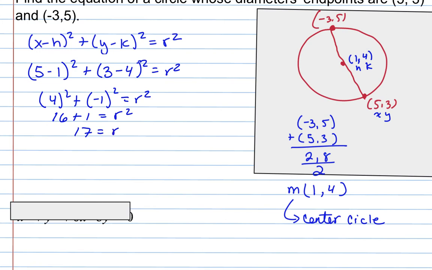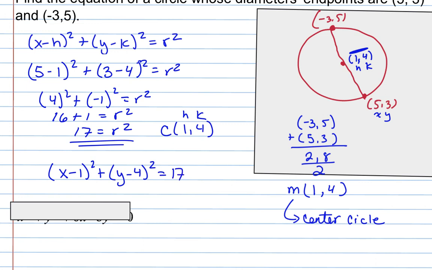We get 17 is r squared. So this is what we need, which means we're going to use that r squared and we're going to use our center. Since our center is not 0, 0, our center is going to be 1, 4. We're going to use that because that's going to be our h and k. So our equation of a circle is going to be (x minus 1) squared plus (y minus 4) squared is equal to our r squared, which is 17. And this is our equation of a circle that passes through the center 1, 4.